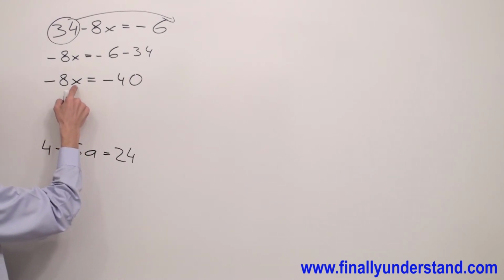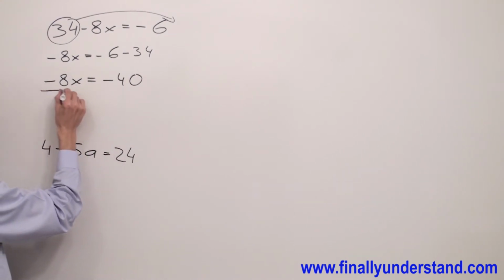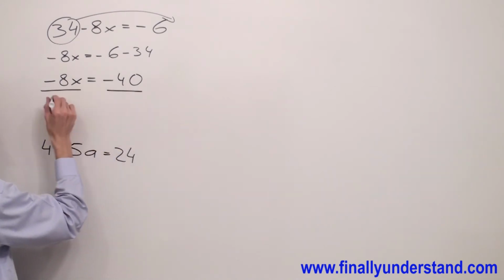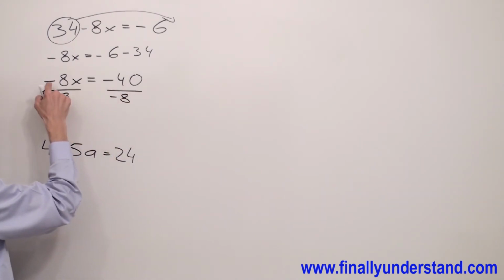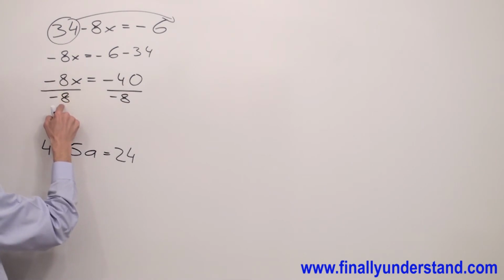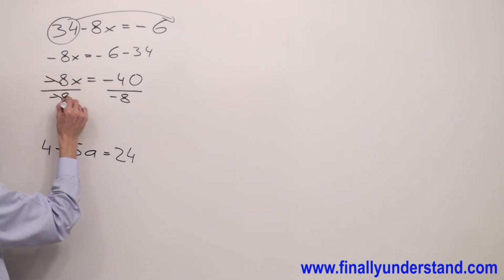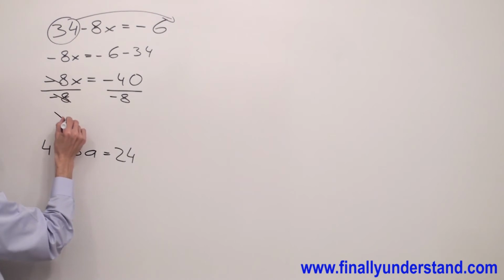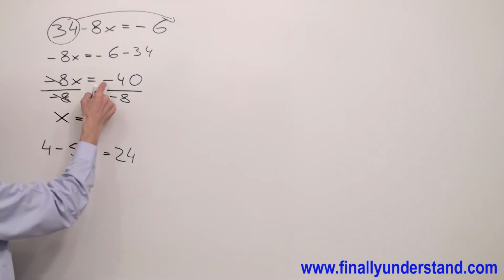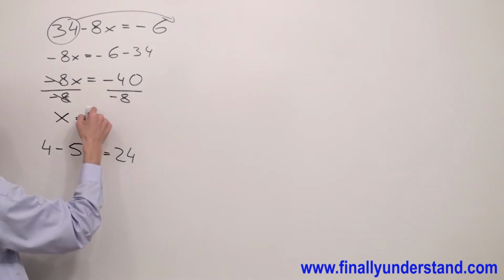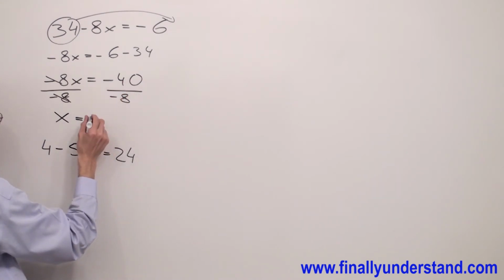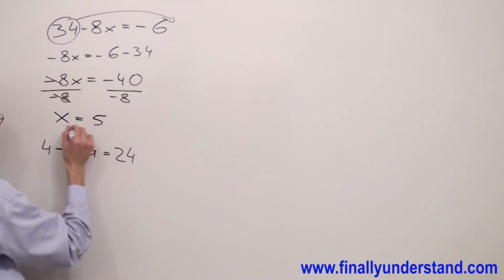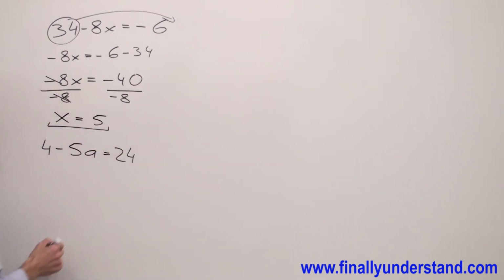Next, in order to find x, I have to divide both sides of the equation by negative 8. Negative 8 divided by negative 8 is 1. 1 times x is x, equals negative divided by negative gives me positive. 40 divided by 8 is equal to 5. This is the solution to my problem.